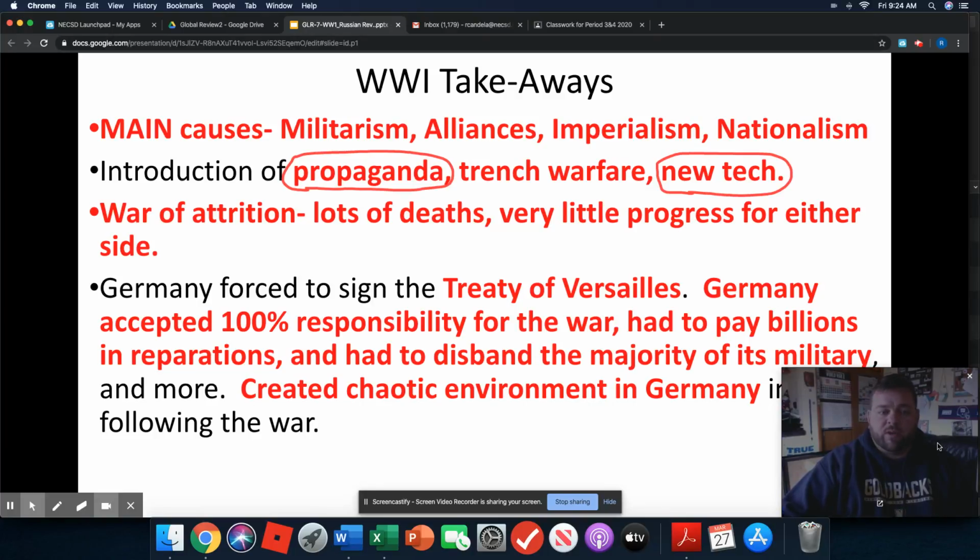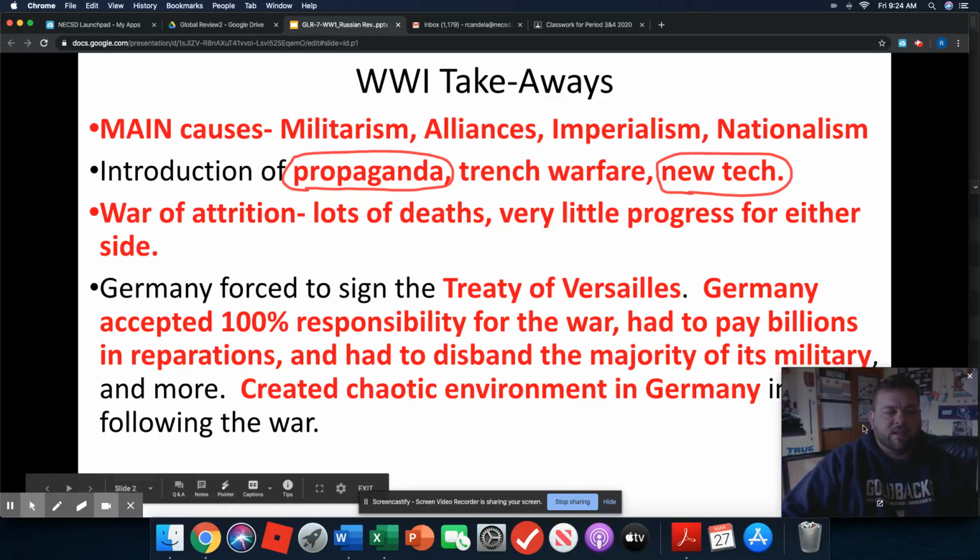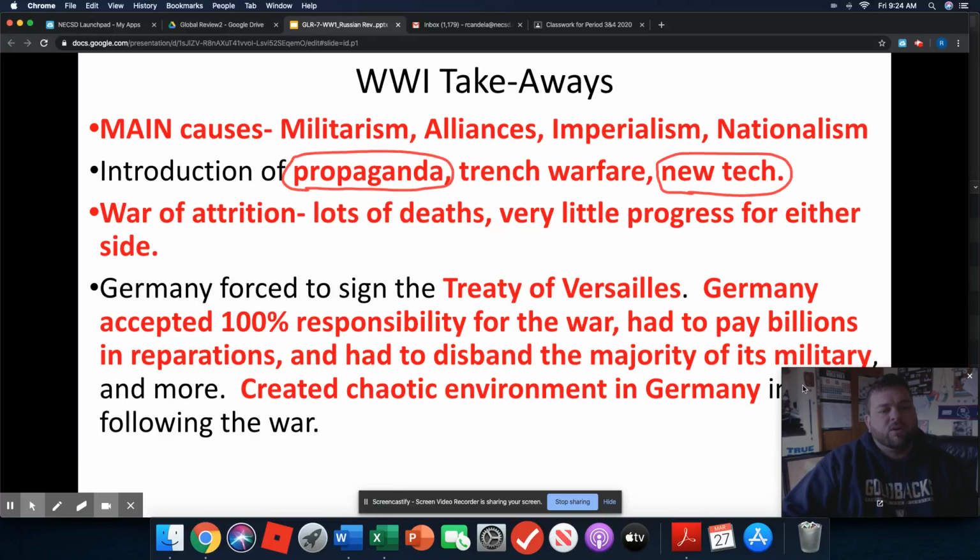When the U.S. joins, we give the Allies a boost. Another name for the Allies is the Triple Entente. Entente is a French word for understanding. So good guys versus bad guys. Good guys, quote unquote, United States at the end, France, Great Britain, and in the beginning, Italy, and Russia.